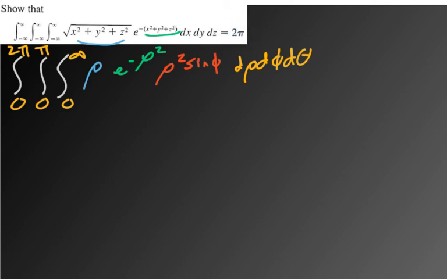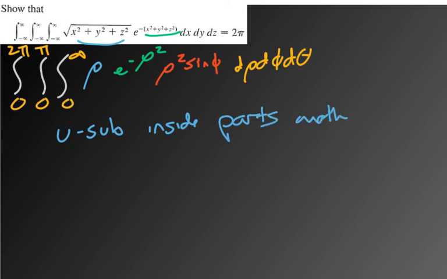You basically have to do a u sub inside a parts problem, and then another one, call it a w sub eventually. There's a lot going on, but it's a cool integral, and I'm happy to go through it in class if you ever want. But that is the setup, and see if you can get from there to 2 pi.